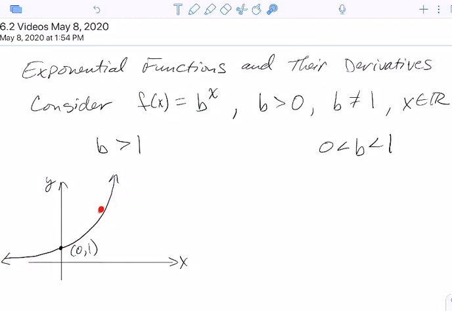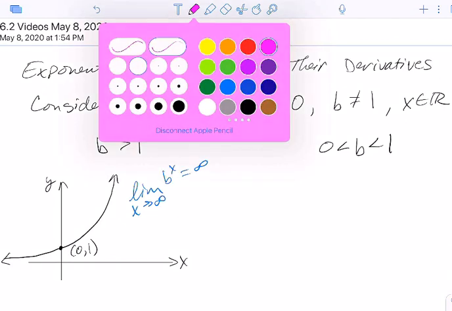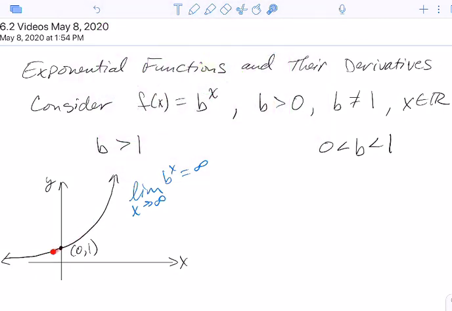Because this sweeps up to the right in the first quadrant, we can see that the limit as x approaches infinity of b to the x is equal to infinity. And because this is asymptotic on the left with the x-axis, the limit as x approaches negative infinity of b to the x is equal to 0.